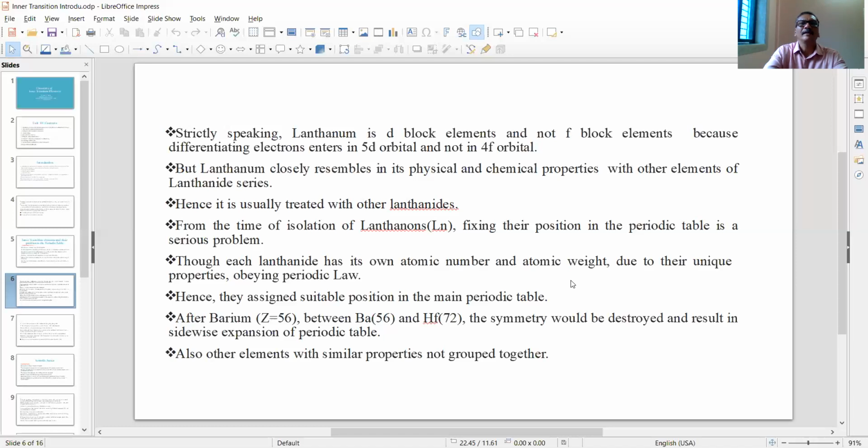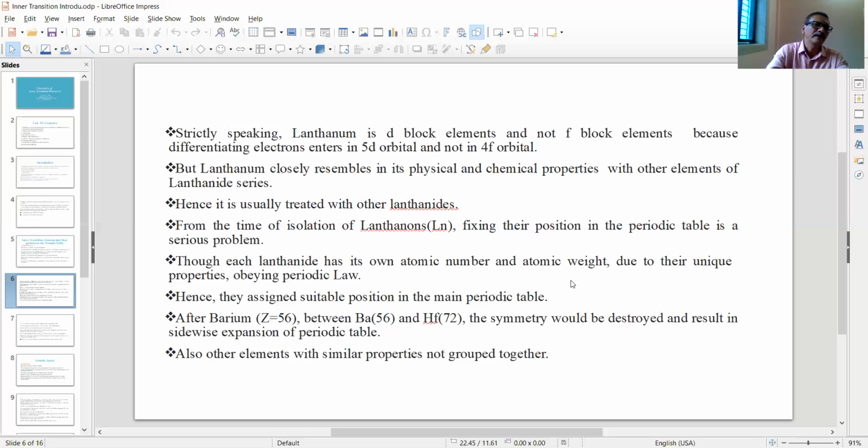So the inclusion of lanthanum in the lanthanides is justified by the fact that these elements have the same physical and chemical properties as the other lanthanides. Since the time of their isolation, fixing the position of the lanthanons in the periodic table has been a very serious problem. Though each lanthanide has its own atomic number and atomic weight, due to their unique properties they can obey the periodic law. Now, what is the periodic law? The periodic law has different statements.